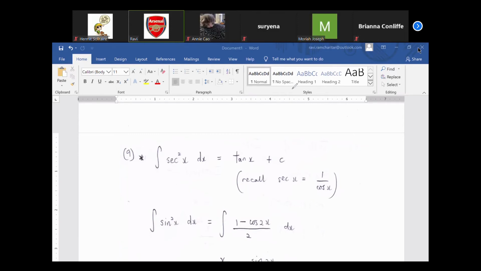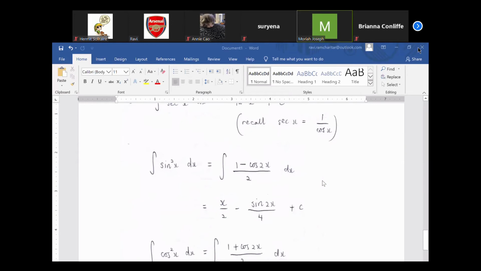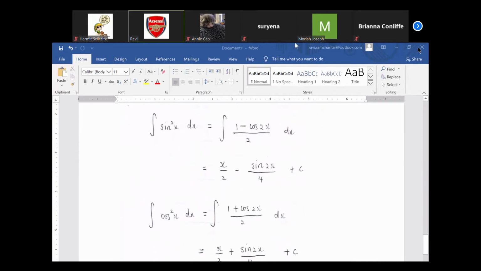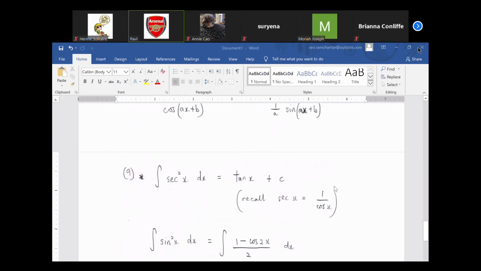These ones, sine squared and cos squared, are very important, and we will spend some time proving it and going through how to do it. When we get there, we will do it. So this is basically the remainder of this table we will deal with.